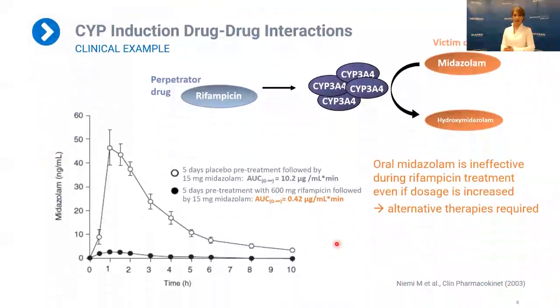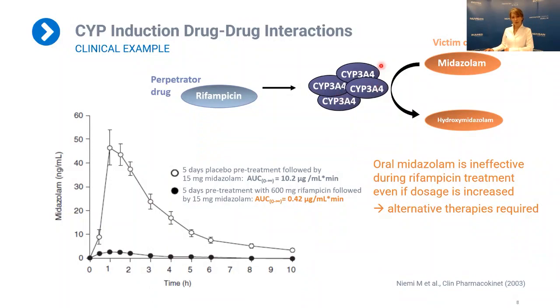A clinical example is shown here, and I have chosen a combination of rifampicin and midazolam. Our victim drug here, midazolam, is a medication used for anesthesia and procedural sedation, and it is extensively metabolized by CYP3A4 during its first pass. Our perpetrator drug, rifampicin, is an antibiotic, and it is the most powerful known inducer, and it has a strong effect on CYP3A4 in particular.